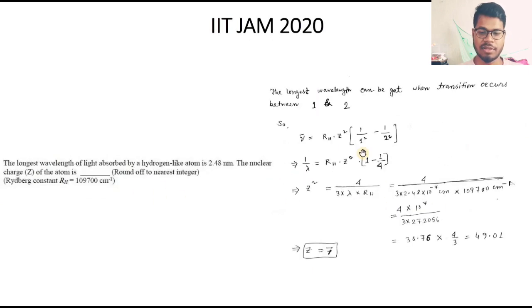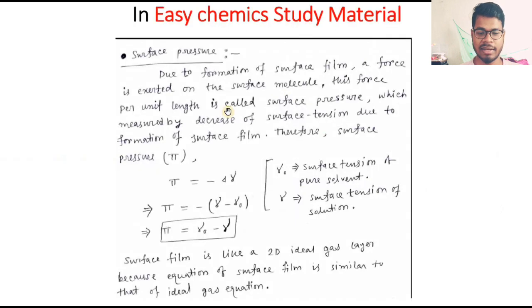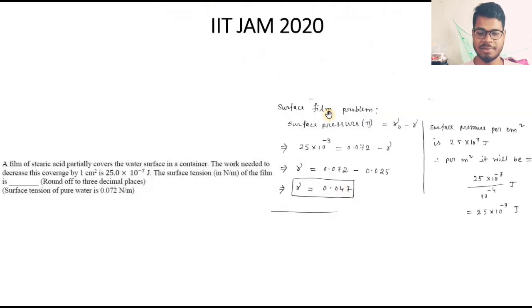Very easy question. Okay, the film of stearic acid. Most of the students are telling me that this question is from liquid state. No, this question is from adsorption and the Gibbs adsorption isotherm, and this is the surface film problem. In the surface film section of my material, there is a section called surface pressure, and this is the equation I have used to solve this question. So this question also came from my material, so that's also good.